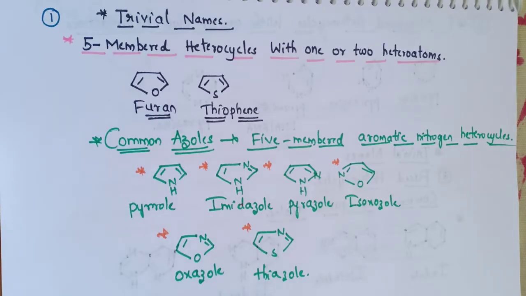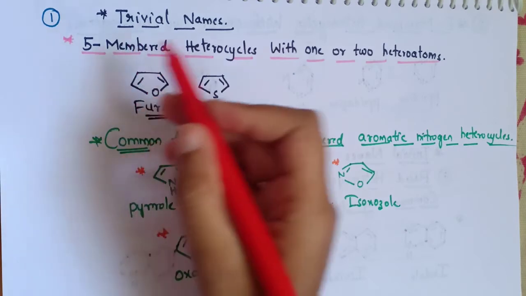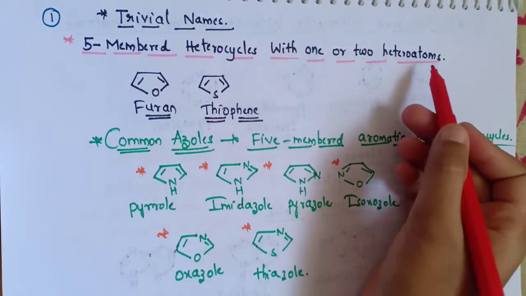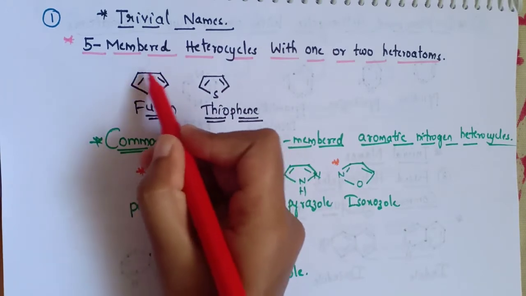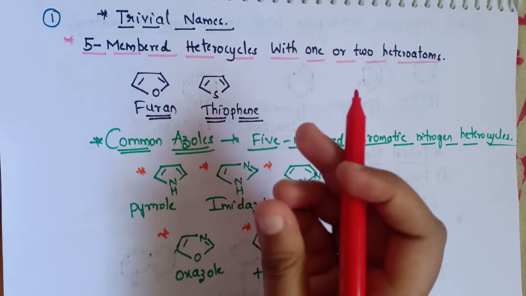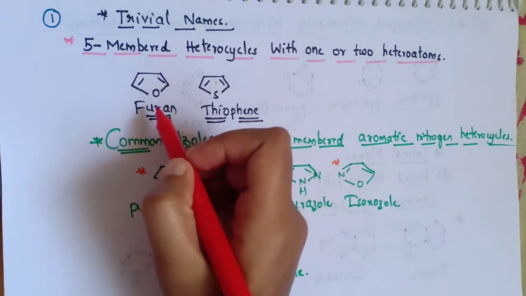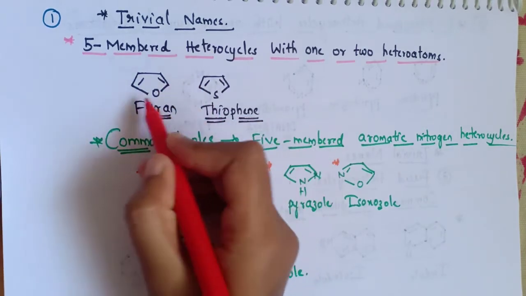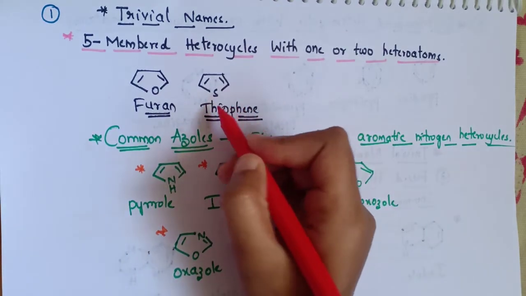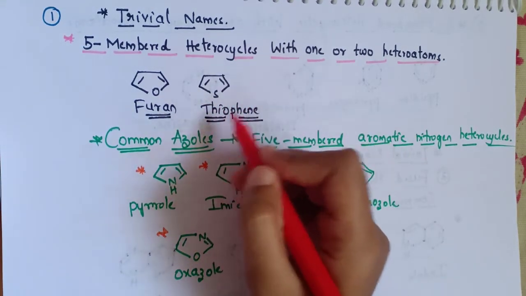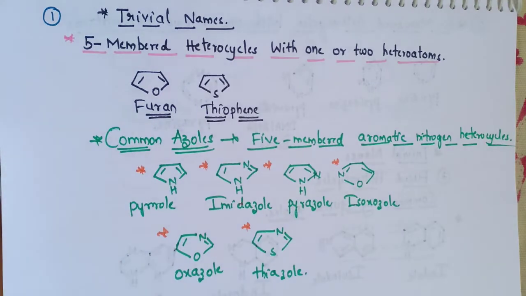Now let's see the example of this. First one is 5-membered heterocycles with one or two heteroatoms. Here it is a 5-membered ring: 1, 2, 3, 4, 5. It totally consists of 5 members. If one of the carbons is replaced by oxygen, we call it furan, whereas if the carbon is replaced by sulfur, it is called thiophene. Okay, now let's see the common azoles. Aza means if a nitrogen group is present in a heterocyclic compound, we call it aza.